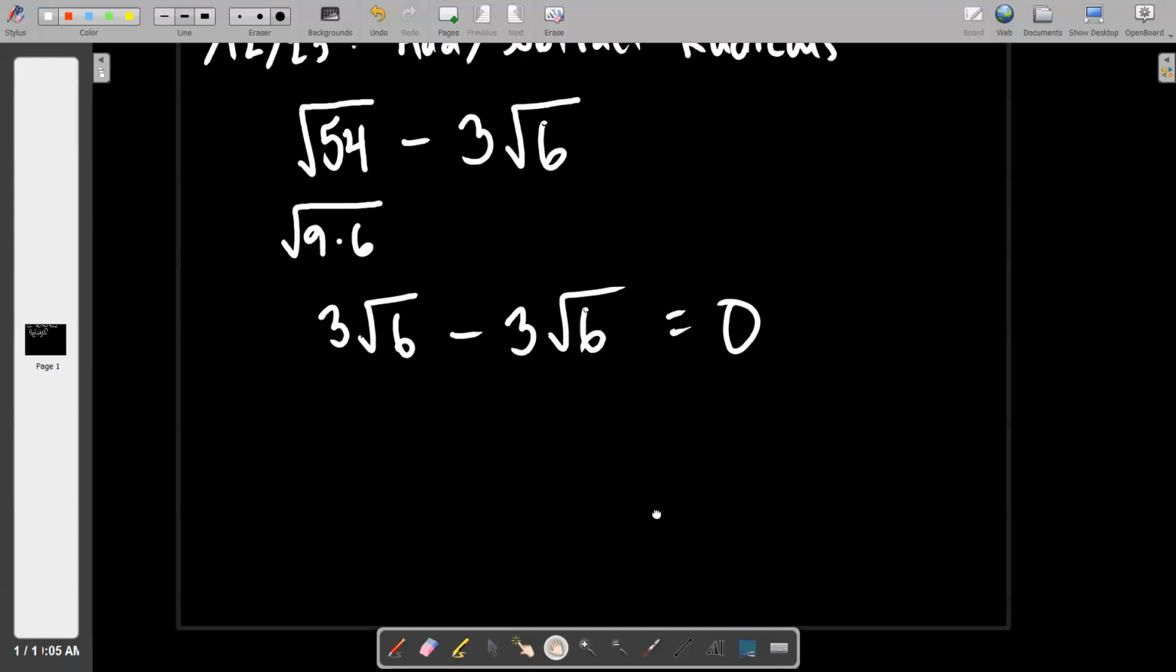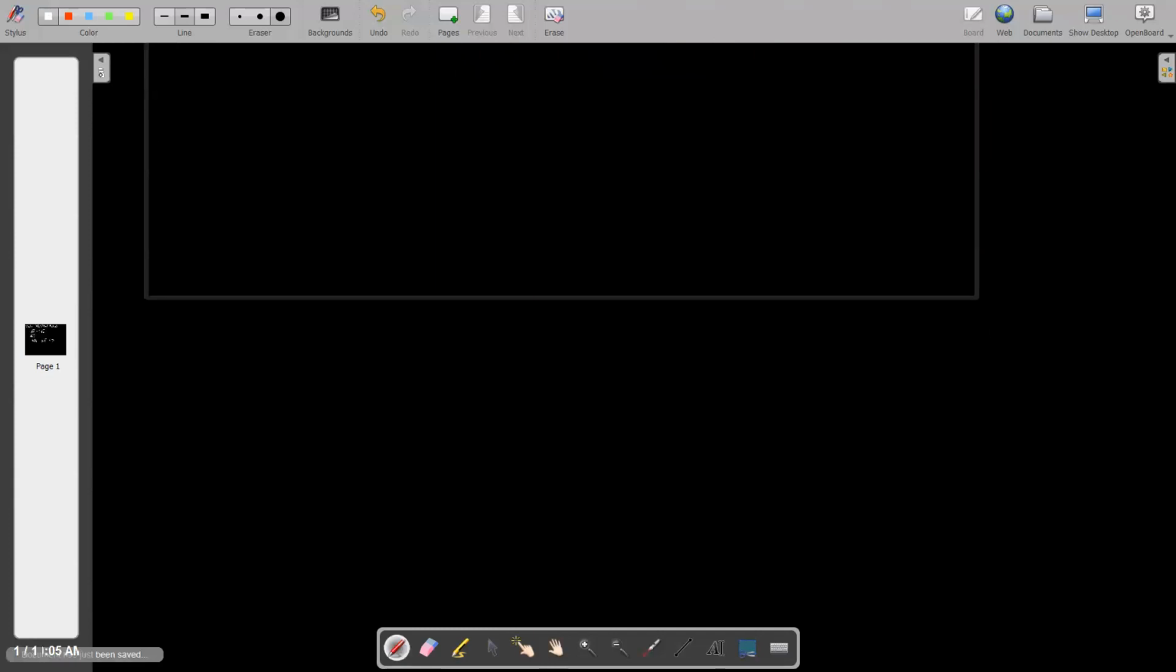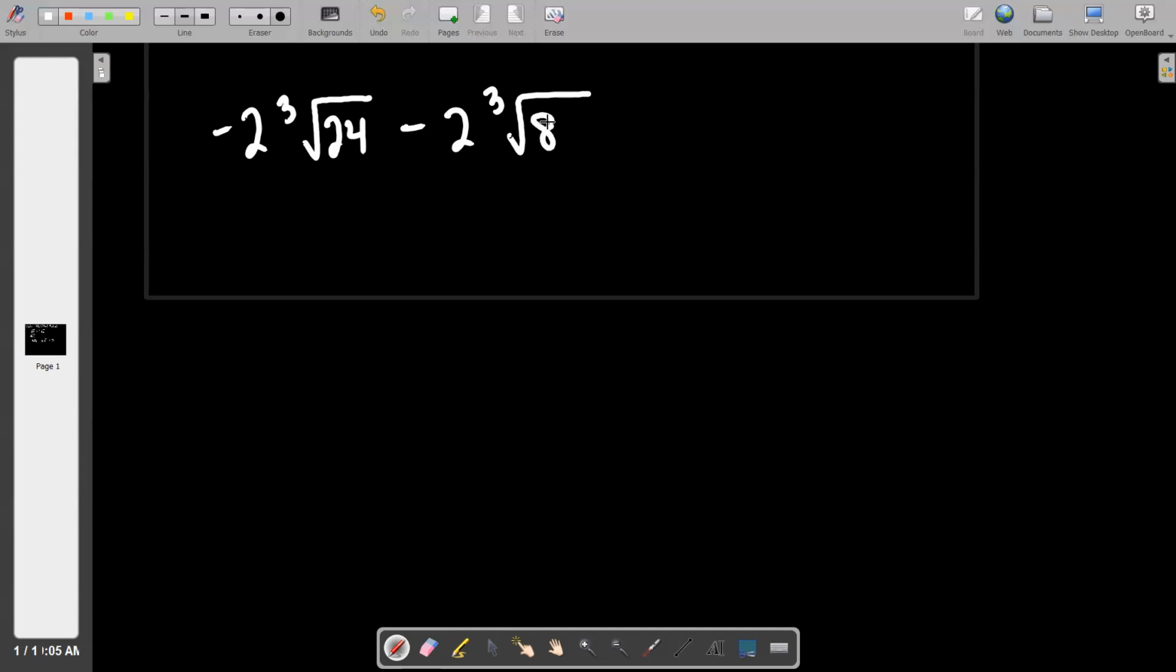All right. So let's try it with a different flavor of root, a different index. You know what I mean when I say that. So let's say we had -2 times the cube root of 24 minus 2 times the cube root of 81. Again, at first glance, there's not a lot of hope for this problem because they're not the same, but maybe we can manipulate them. Since we've practiced our different types of roots, how can I break up a cube root of 24?